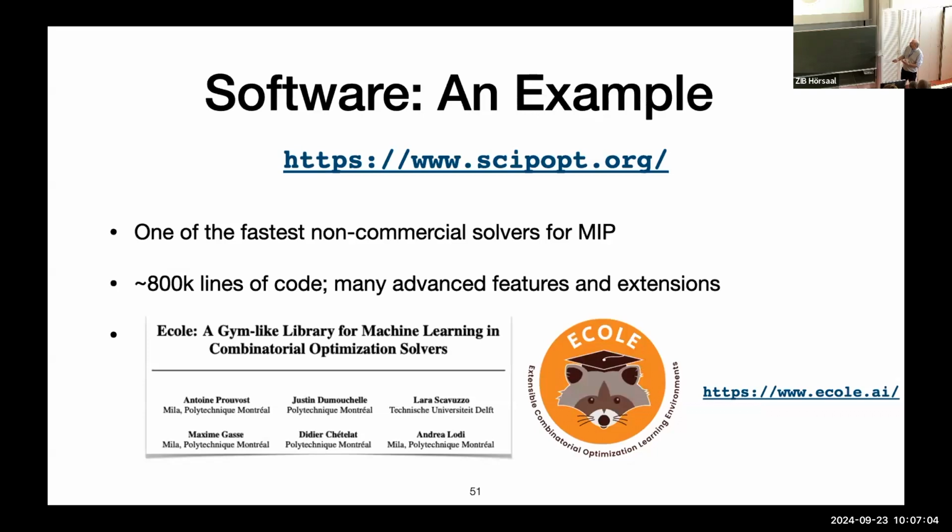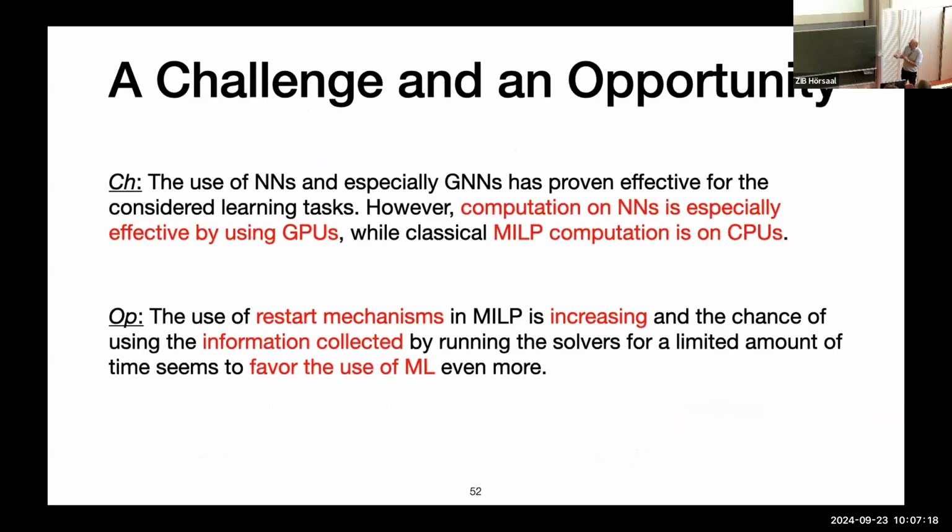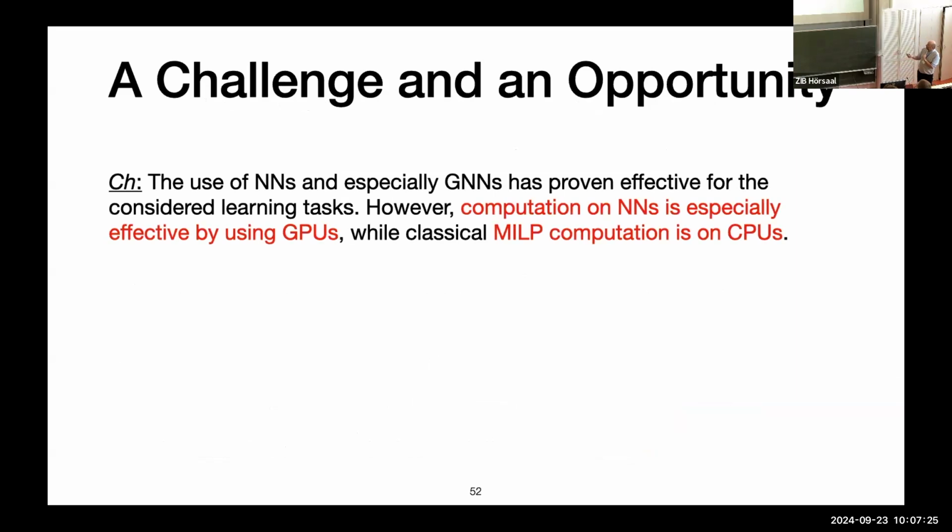And this is software that has been developed in conjunction with SCIP, by my team, and in particular Antoine Prouvost, that is called Ecole. And I'm leaving with this challenge and opportunity. The challenge is that the use of neural networks, especially graph neural networks, has proven effective for the learning tasks that have been considered, but the computation, as I said before, is happening on GPUs, while the MILP solving is happening on CPUs. So the interaction between these two architectures or computational environments is costly. And so this is somehow slowing down the use of machine learning in MILP.